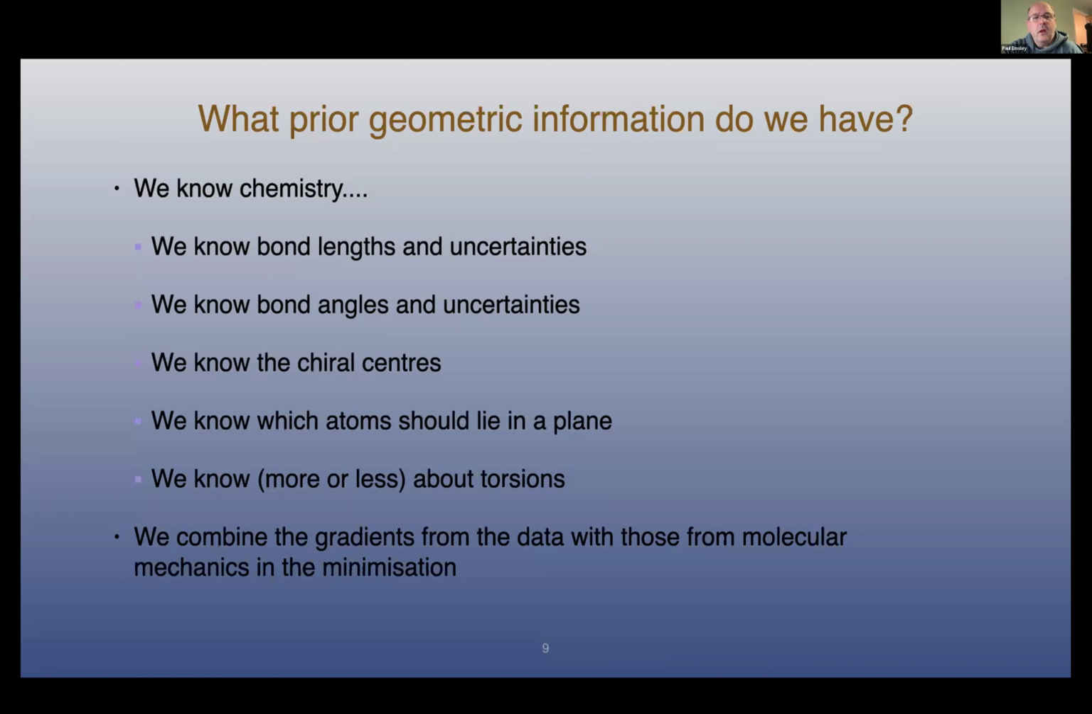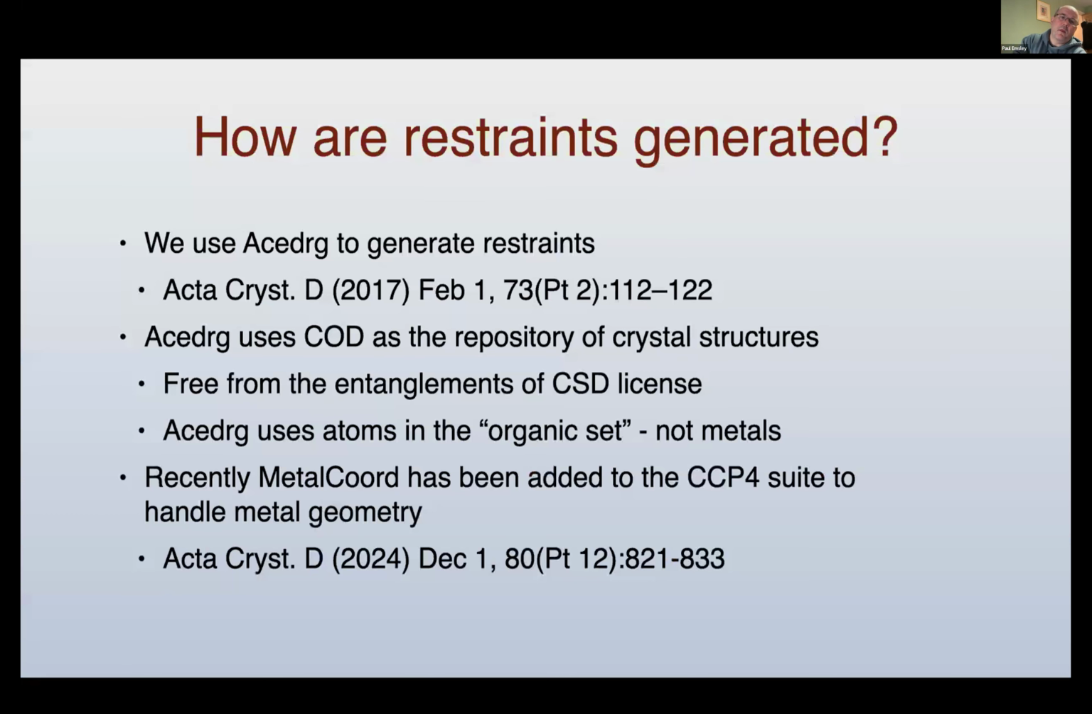We'll see. So we know from the dictionary bond lengths and angles and chiral centers and which atoms are in a plane, because we have some understanding of aromaticity and delocalization. And we can find analytical gradients from the mathematical description of those geometries and combine those with the gradients from the map and use those for minimization. Now, I said we know the chemistry, but what do I mean by that more precisely? How is this chemistry information created? And what we use in our community, in our lab, is AceDRG.